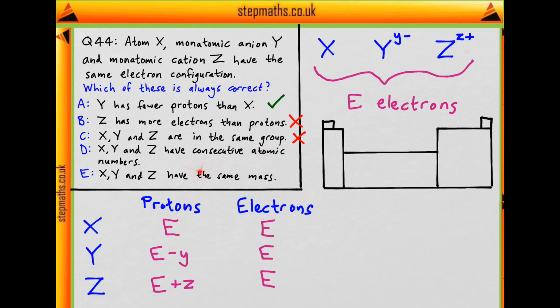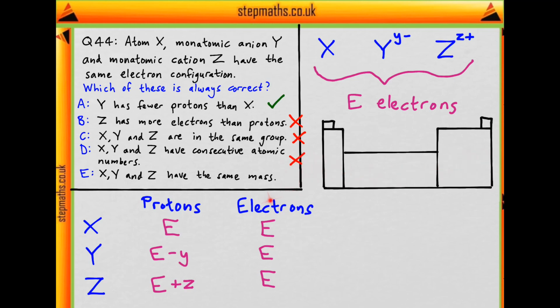The next one is that X, Y, and Z have consecutive atomic numbers. Now this would be true if Y and Z were both 1, because say X is here, Y would be here, and Z would be here. But we know that little y and little z can be any number, so Y could be here, X could be here, Z could be over here. So this doesn't have to be true either.